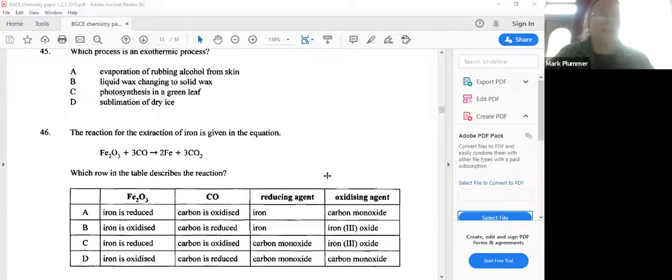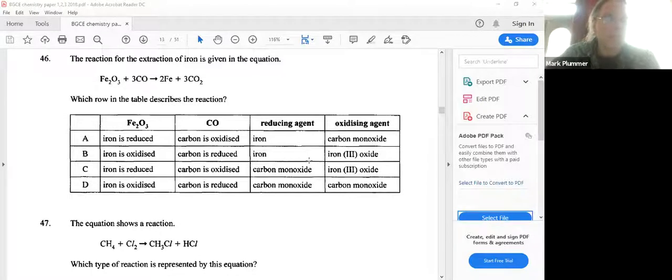Number 46. This one is really asking you to look at your understanding of what reducing agents are and what oxidizing agents are. If you look at it, there are two you can get rid of straight away. The iron isn't oxidized, so you can get rid of A and D straight away, leaving us with a choice of B or C. So the answer to number 46 is C. Okay, and you need to look at oxidizing agents and reducing agents.